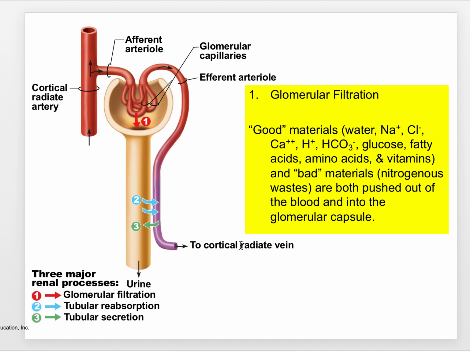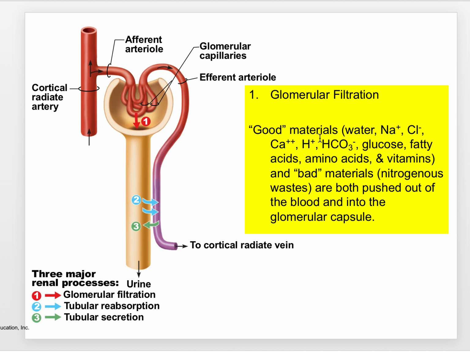Here's a process of glomerular filtration, tubular reabsorption, and secretion. This is kind of repeating myself, but you have the afferent arteriole, which brings blood into the glomerular capillaries. From here, good materials and bad materials are filtered out of the glomerulus.